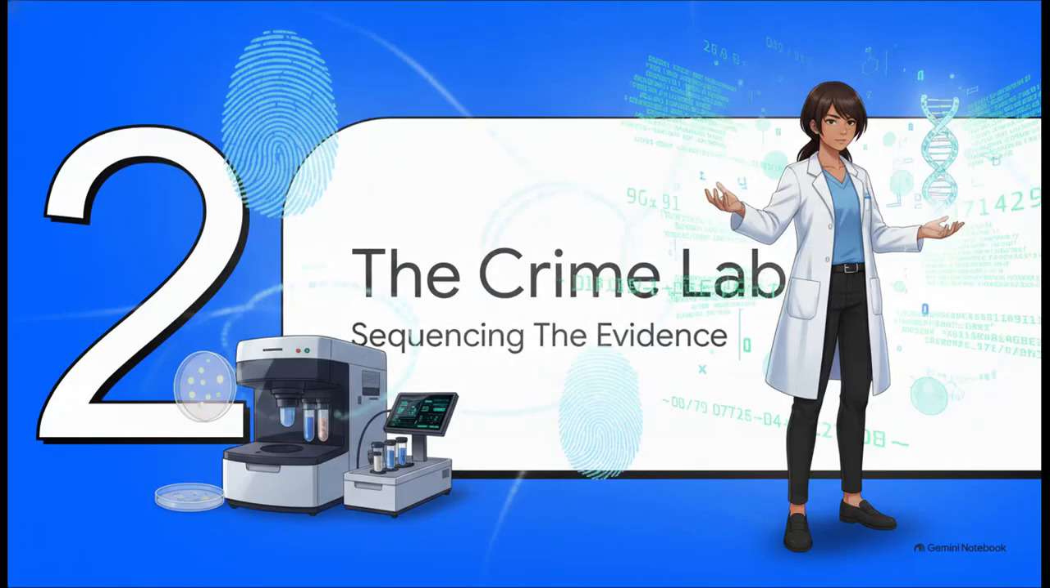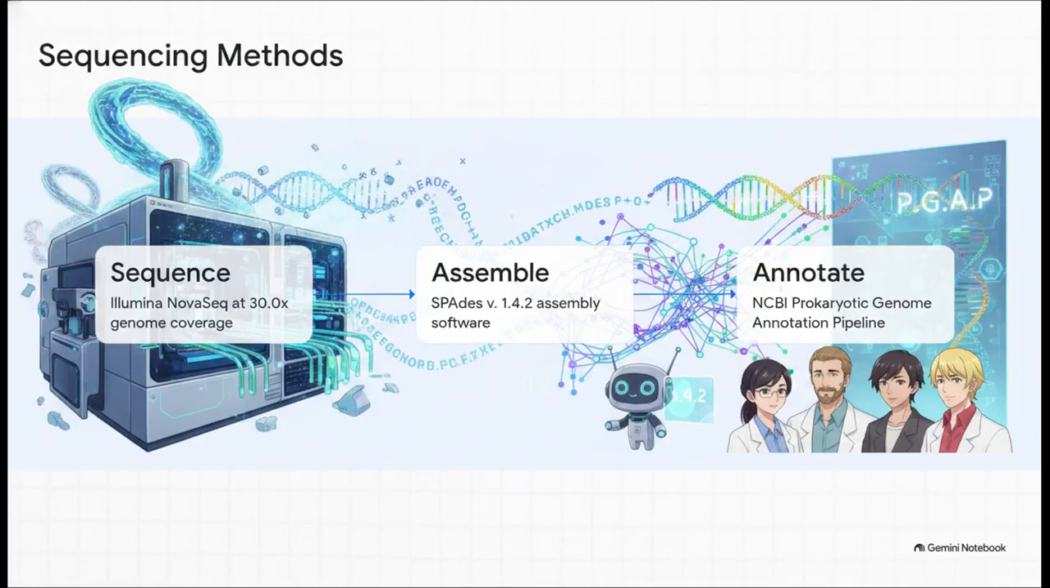Part 2. Sequencing the evidence. The crime lab. So, with our suspect identified, we have to ask, how exactly did researchers get from a physical wound swab to almost 3 million letters of digital code? Well, the forensic methodology here was highly meticulous. Step 1. They used an Illumina NovaSeq machine, an absolute powerhouse in modern genomic sequencing, to read the raw DNA. But they didn't just read it once. The data shows they achieved 30.0x genome coverage. That means the entire genome was effectively read 30 separate times just to ensure unquestionable accuracy.